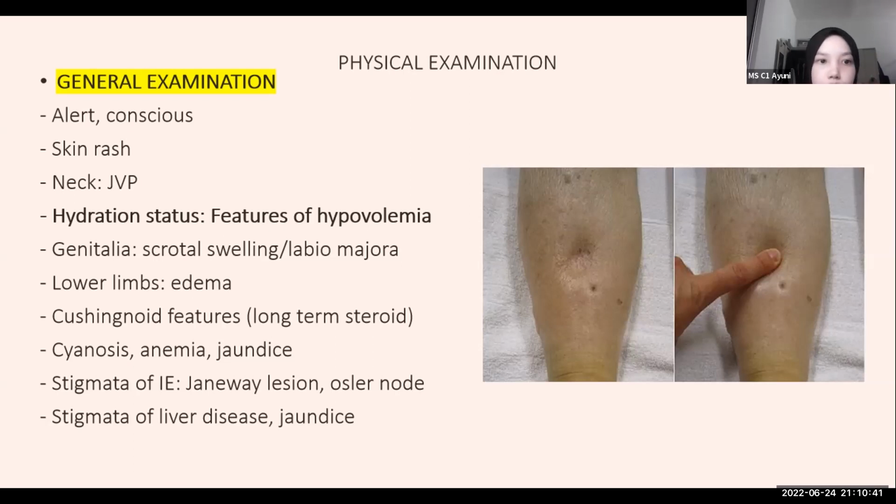We also have to check the genitalia, for scrotal or labia majora swelling. Check the lower limbs for edema, and make sure if it's pitting or non-pitting edema. We also have to check if there are any Cushingoid features in the patient, because the patient might be a known case of nephrotic syndrome. They can be on long-term steroids. So we have to check for cyanosis, anemia, jaundice, or any stigmata of infective endocarditis or liver disease.